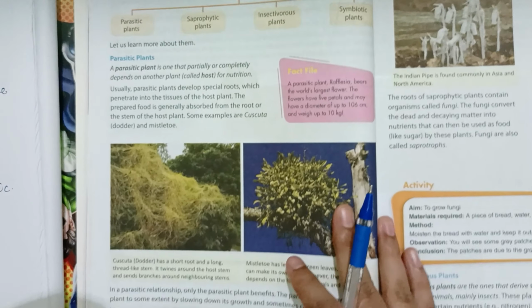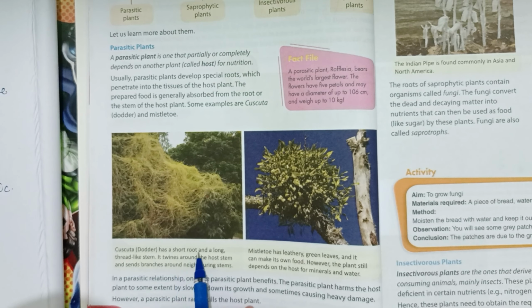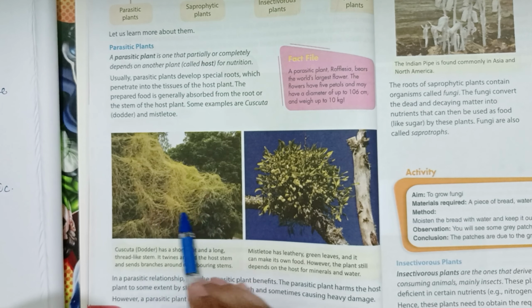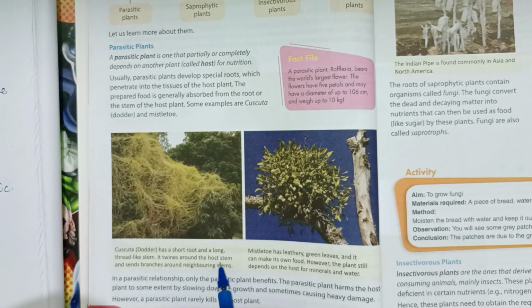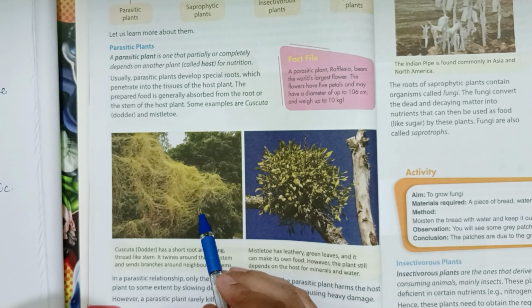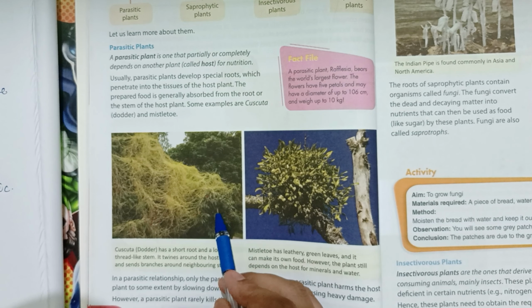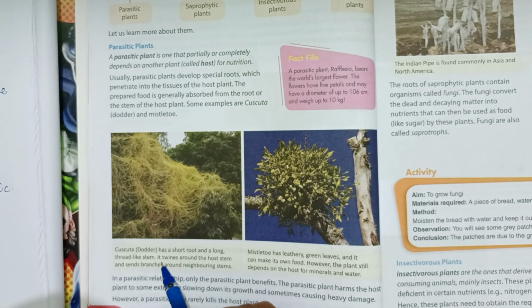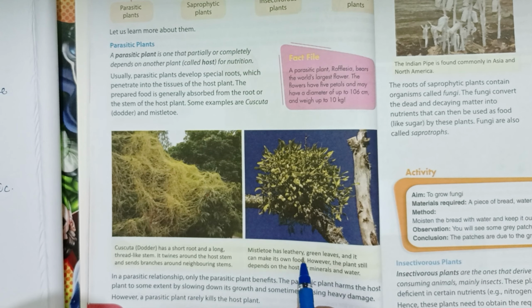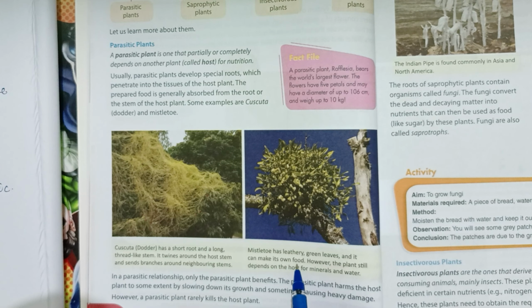Here very nice examples are given. Cuscuta or dodder has a short root and a long thread-like stem. You can see over here, it winds around the host stem and sends branches around neighboring stems. So many branches it is forming, and it is entering inside the tissues of the host plant and obtaining the nutrition. Mistletoe has leathery green leaves and it can make its own food.